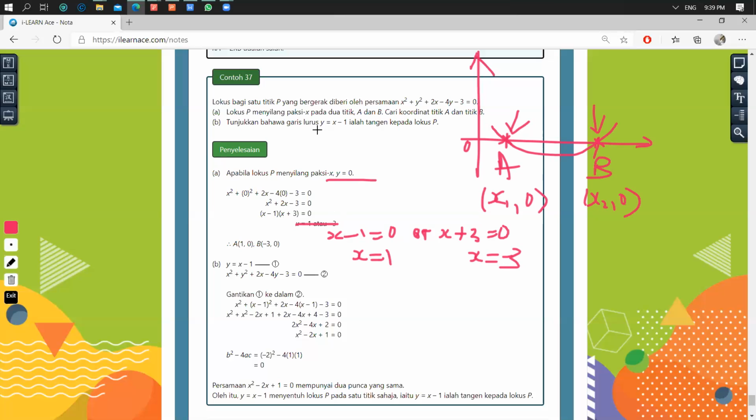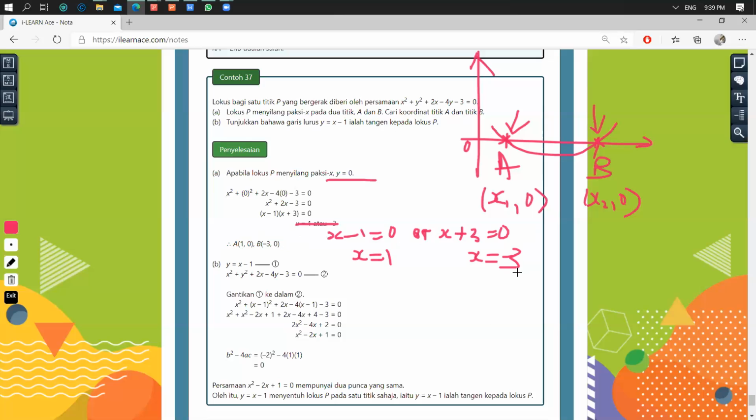So write down the coordinates because the question asks for the coordinates of these 2 points. Don't just leave it here, okay? This is not the coordinates yet. So write down, therefore, A is, we simply decide because we don't really know which one is which and they didn't really tell you, so just simply decide. Let A be this one and B is this one. So just write down A is (1, 0), B is (negative 3, 0). Okay? Now, the second part, you need to show that the straight line is a tangent to the locus P.